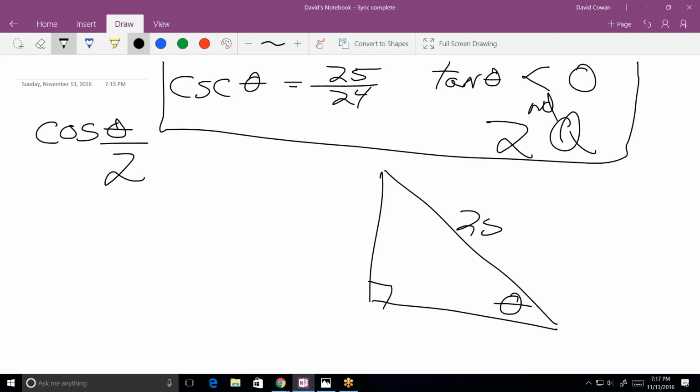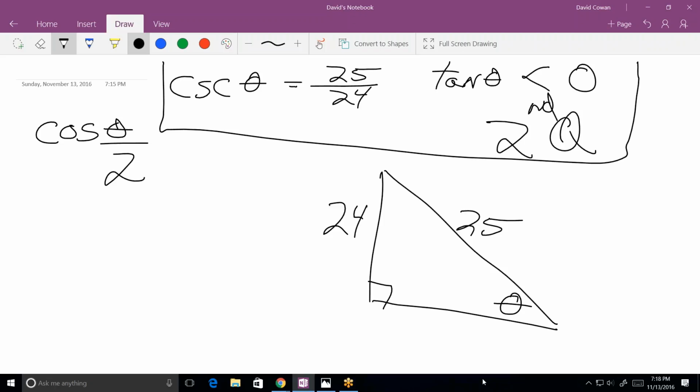25. Which side is 24? The short side. The opposite theta side. Yeah, opposite theta. Because the way I've drawn it, I don't know which is the short side. But it's got to be that, because the cosecant of theta is 25 over 24. It's the reciprocal of the sine, which is opposite over hypotenuse, so this must be hypotenuse over opposite.